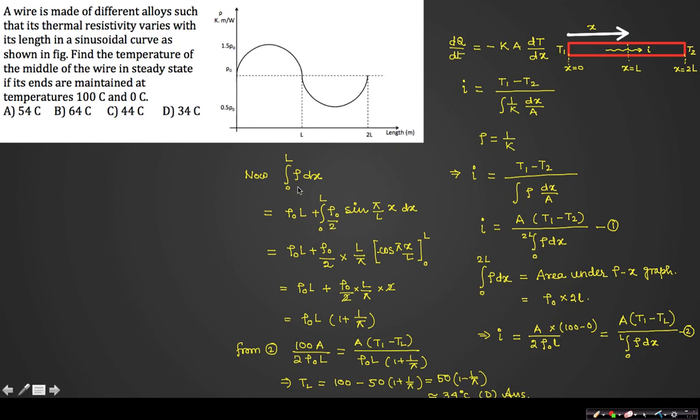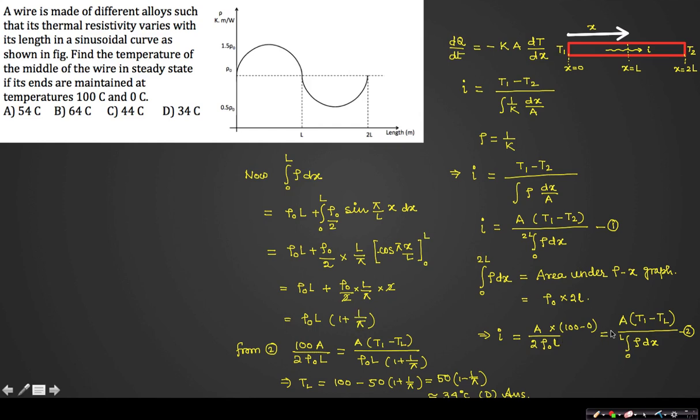So when I integrate it from 0 to L, this integration is easy. You can do it by yourself also. So rho naught L plus rho naught by 2, and this will be L by pi into minus cos pi x by L. When you put the limit from 0 to L, this entire integration comes to be rho naught L into (1 plus 1 by pi).